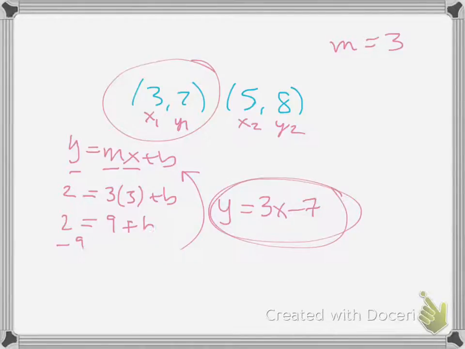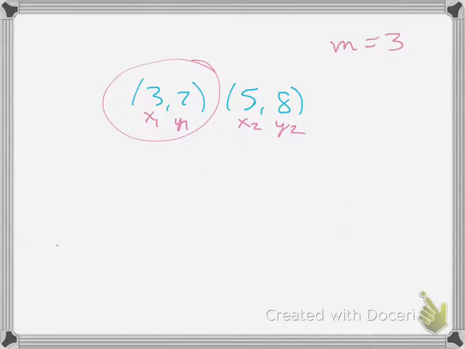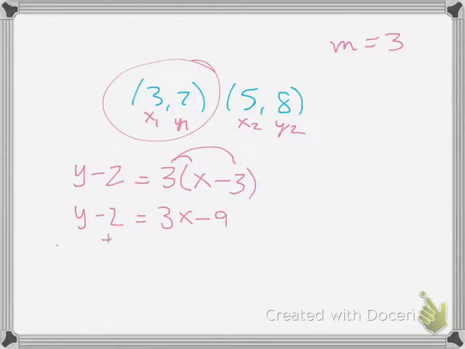So I'm going to erase this. You should get the exact same answer. It also does not matter which point you pick. You should get the same exact thing. So if I pick the same point, I got y minus 2 is equal to my slope times x minus 3, my point slope equation. Got to get it into y equals mx plus b so I can graph it if I want to. So I distribute first. I got 3x minus 9, add 2, y equals 3x minus 7. Same exact answer.